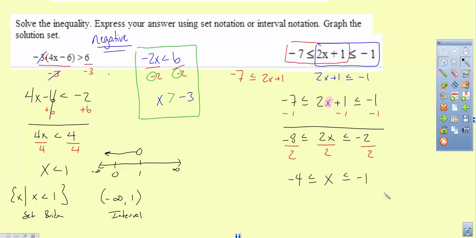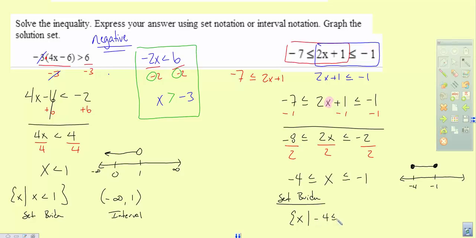And that's my solution in inequality form. Now if I wanted to put that into interval notation, you might want to think about a picture. You don't have to draw one, but for some of you that are having a hard time understanding, you would see a closed circle on -4 and a closed circle on -1, and your x is in between. Now when we write set builder, it would be the set of all x's such that -4 is less than or equal to x is less than or equal to -1. And if we write interval notation, that would be starting at -4 and going to -1.